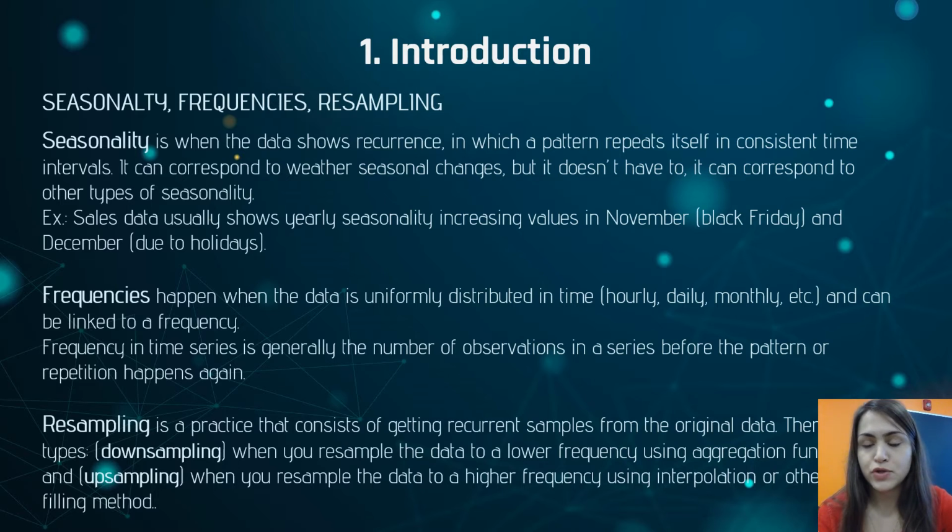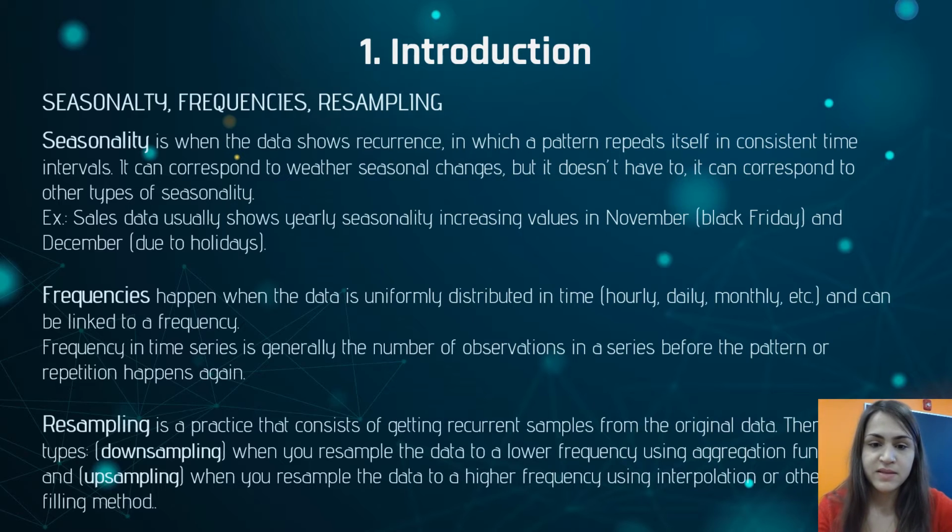Seasonality is when the data shows recurrency, in which the pattern repeats itself in constant intervals. It can be due to weather seasonality of the year or sales because of the holidays and the end of the year. And frequencies happen when the data is uniformly distributed in time, and it can be linked to a frequency, which means the number of observations in that series before the pattern repeats itself.